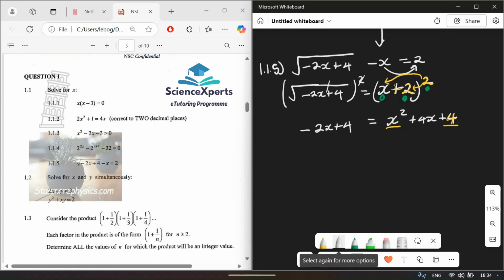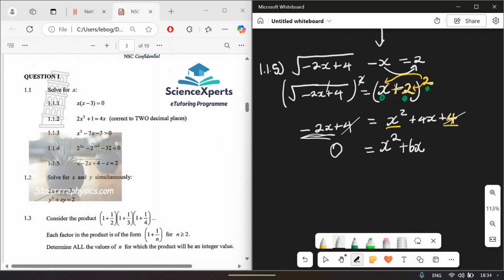We can transpose everything to the right hand side. So we'll have 0 on this side is equal to x squared plus 4x plus 2x. Remember, when we take this negative 2 to the right hand side, it will be positive 2. So then we add it to positive 4x, right? That will be positive 6x. And this 4 will just cancel that 4, right?